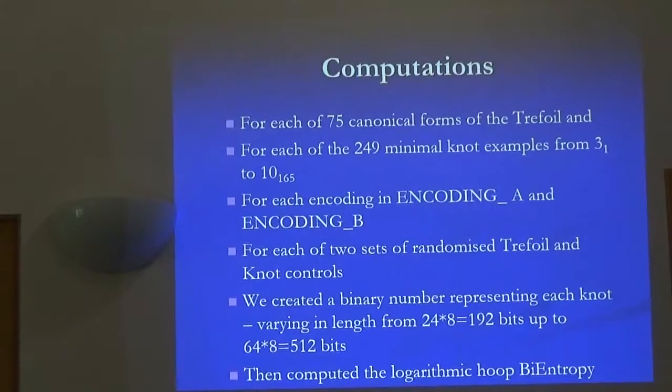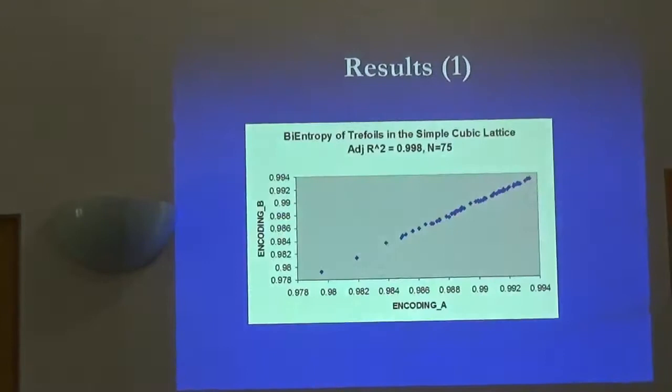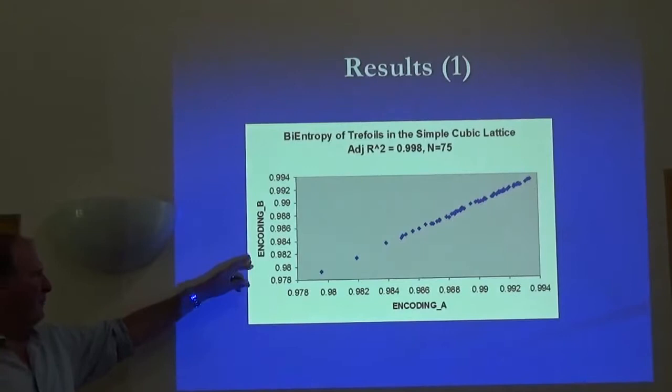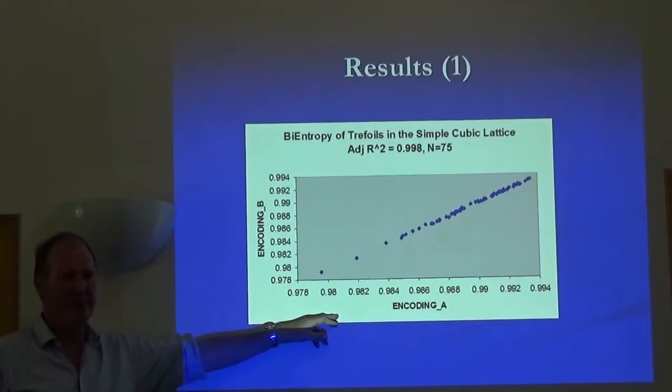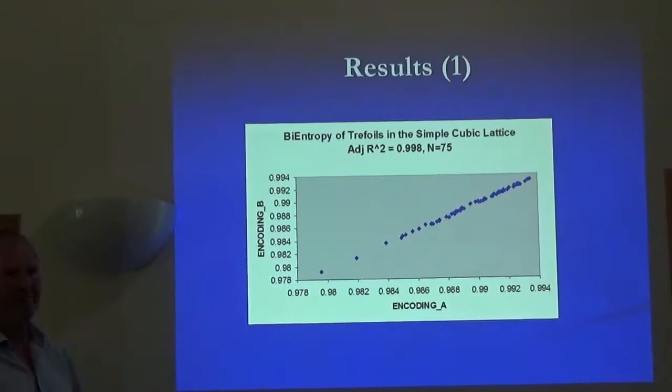So I then computed the logarithmic BiEntropy of each of these numbers. And it took a while. And I had to be very careful that I didn't make any mistakes. It was a little bit anxious at times. But the first results I got, which were quite profound, looked very simple: basically all the numbers in encoding B and encoding A are completely different. It's all drawn from this enormous 10 to the 14 space, and I get the same number. So on average, when I encode knots using two entirely different encoding methods, I get the same results, which is incredibly important.